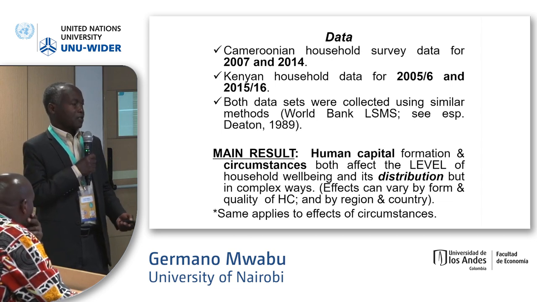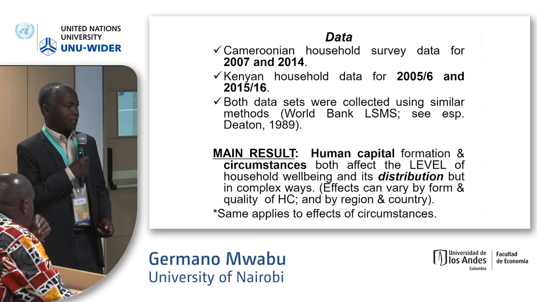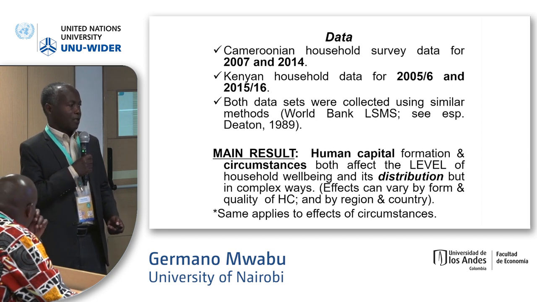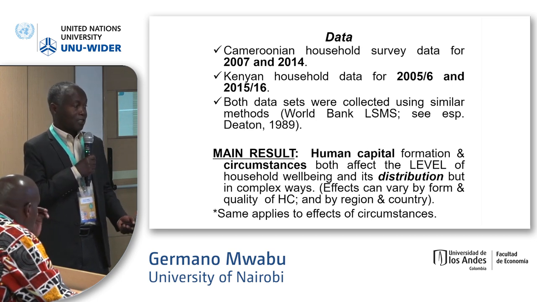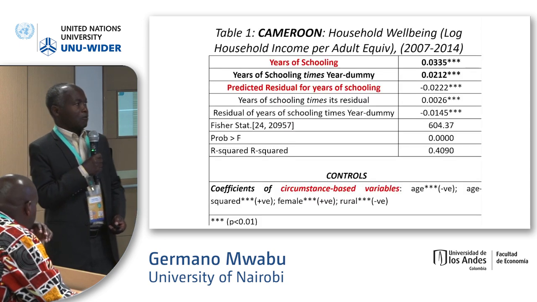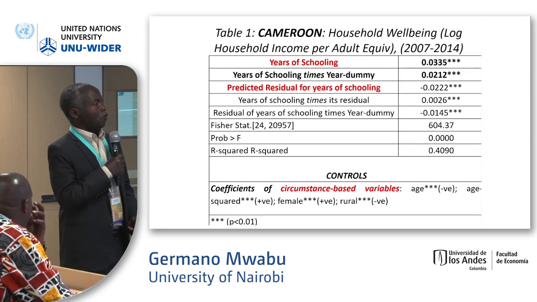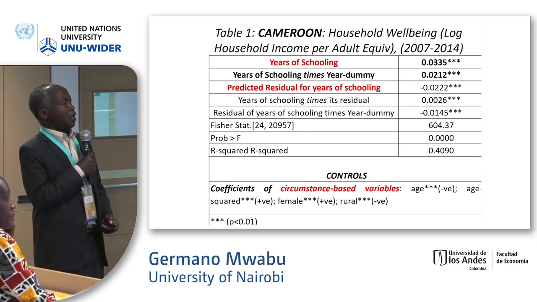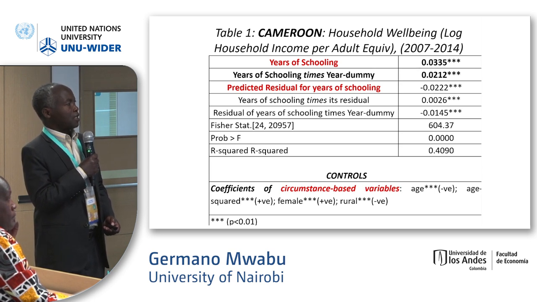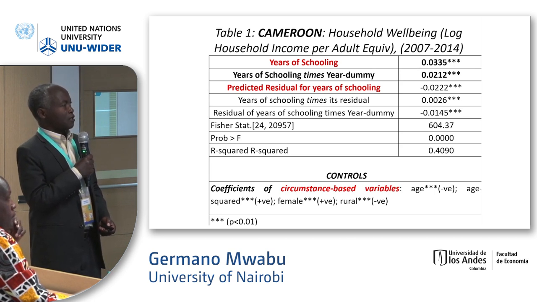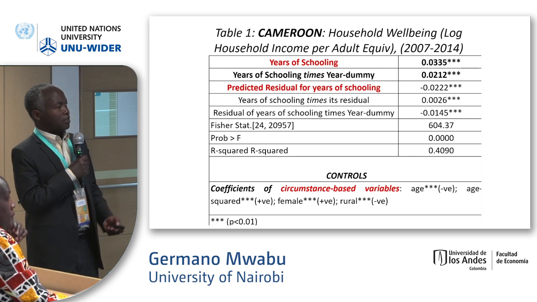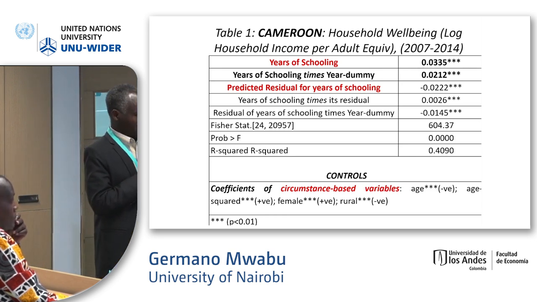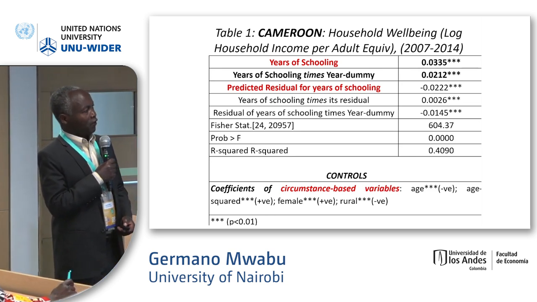And we find that the effects of circumstances are also as complex. So we start now. Table one presents how effort, human capital in this case, years of schooling, affects per capita income. Actually, you can see in the last column there, the effect is positive.